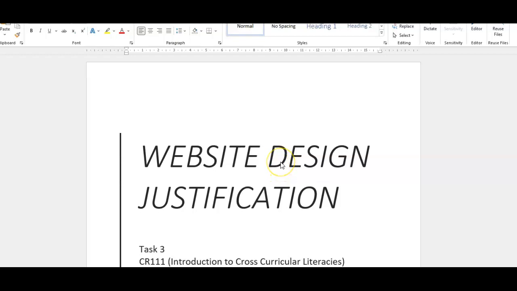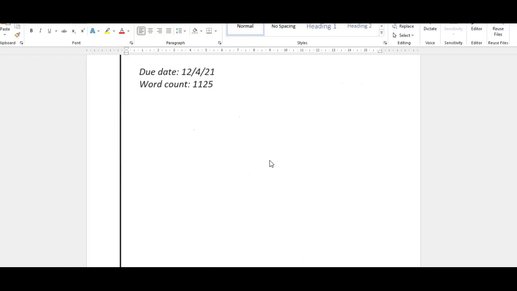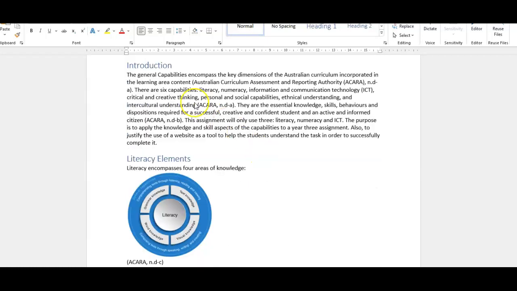Here's another example of Part A, a justification, which goes through what the numeracies, literacies and ICTs are that a student would need to know to successfully complete this task, and it's forecasting what they're going to put into their website. So let's go through. Here's the introduction about the role of general capabilities, and this is a primary example in this instance.